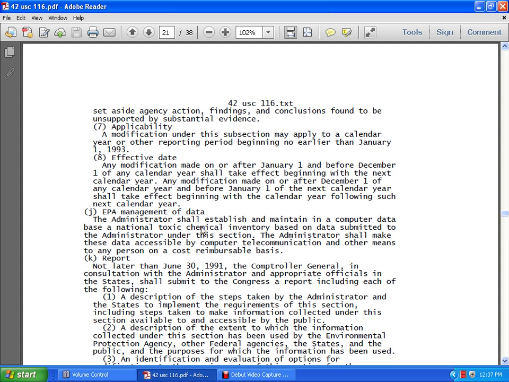The Comptroller General, in consultation with the administrator and appropriate officials of the states, shall submit to Congress a report including each of the following. 1. A description of the steps taken by the administrator and the states in implementing the requirements of the section, including the steps taken to make the information collected under the section available for the accessibility of the public. 2. A description of the extent to which the information collected under the section has been used by the Environmental Protection Agency, other federal agencies, the states, and the public, and the purposes for which the information has been published.